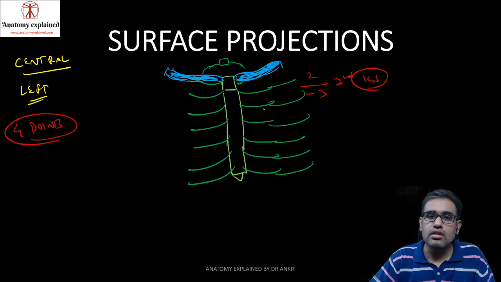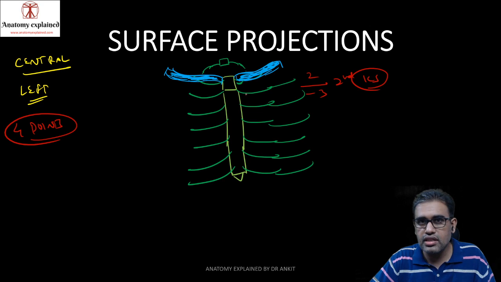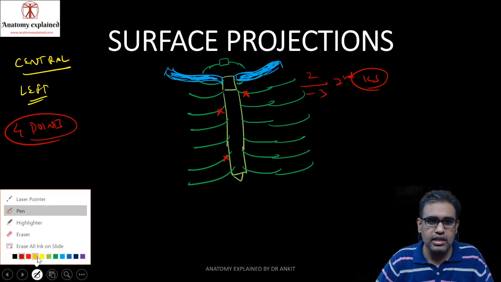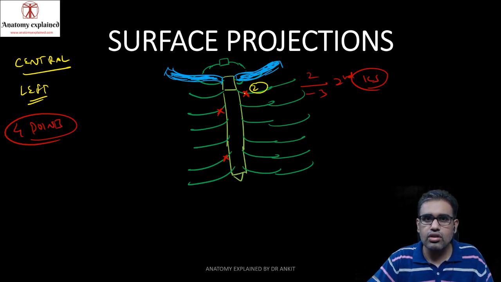So the 4 points which we have to take during surface marking: on the left side, 3 points are actually very close to the sternal border and one is far off. What are those 3 points? One point is close to the left second costal cartilage, second point is close to the right third costal cartilage, third point is close to the right sixth costal cartilage, around 1 to 2 centimeters from the sternal margin. So these are the 3 key points: the second costal cartilage on the left side, the third costal cartilage on the right, and the sixth costal cartilage on the right.